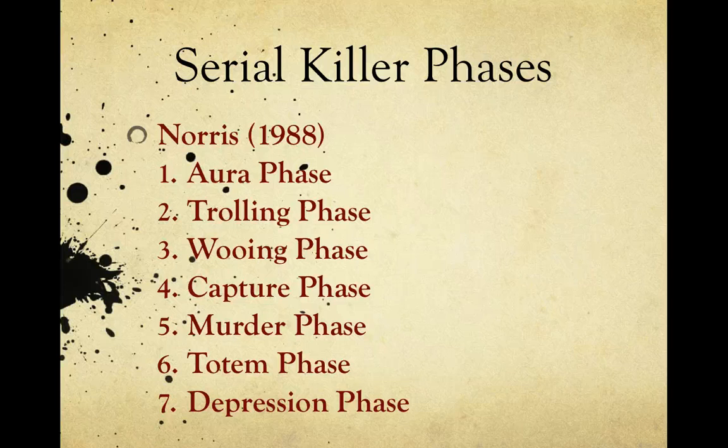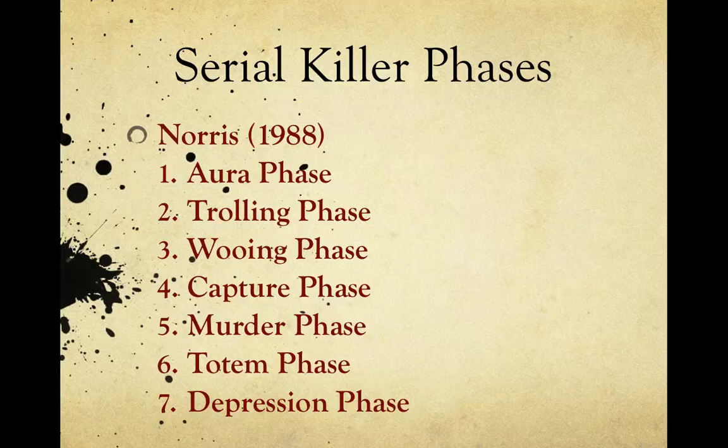The killers began with an aura phase, in which there is a withdrawal from reality and a heightened sense of the senses. This phase may last anywhere from several moments to several months, and can begin as a prolonged fantasy, which may have been active for a short time or for years. The killer may attempt to medicate himself with alcohol or drugs.